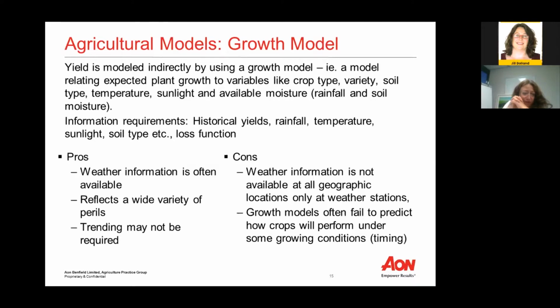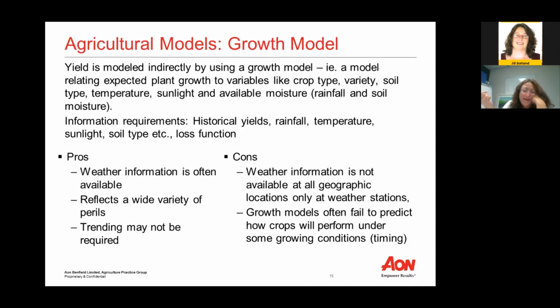It covers a wide variety of perils, and you might not have to detrend like you do with yields, because if you know that you use a new variety of crops and you know what the yields are for those, then you can just plug the new varieties into your model.